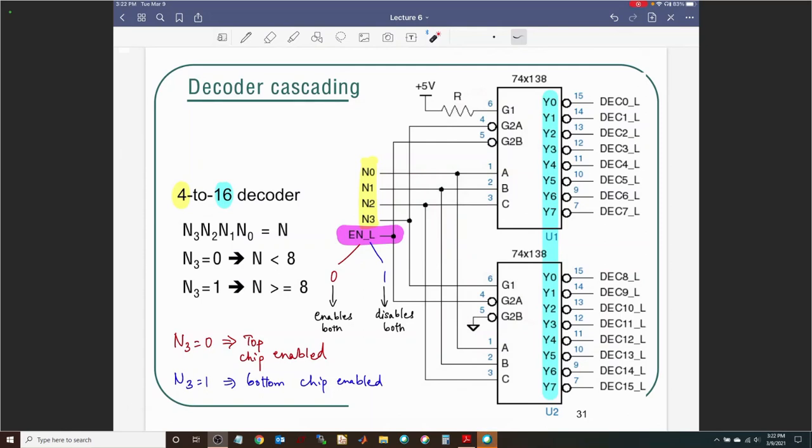Oh, by the way, now if you think about this, a decoder ensures that I have only one output active at any given time, right? So I could actually use a decoder as a combinational circuit that controls enable lines for the second stage of decoders, right? So I could do a lot of interesting things with that. One such idea is something that you're exploring in the homework.